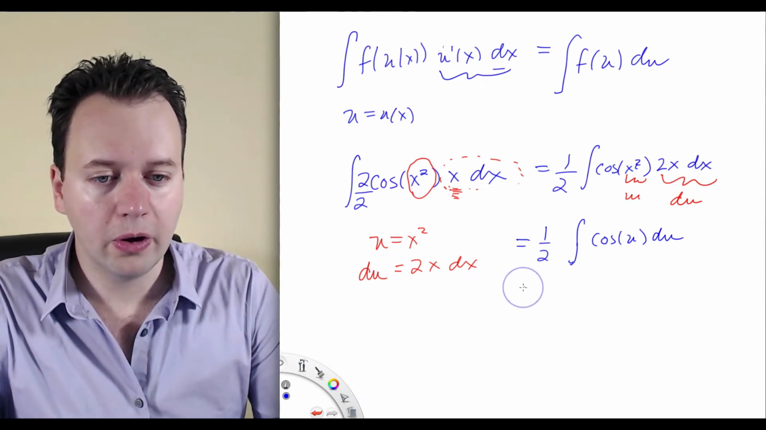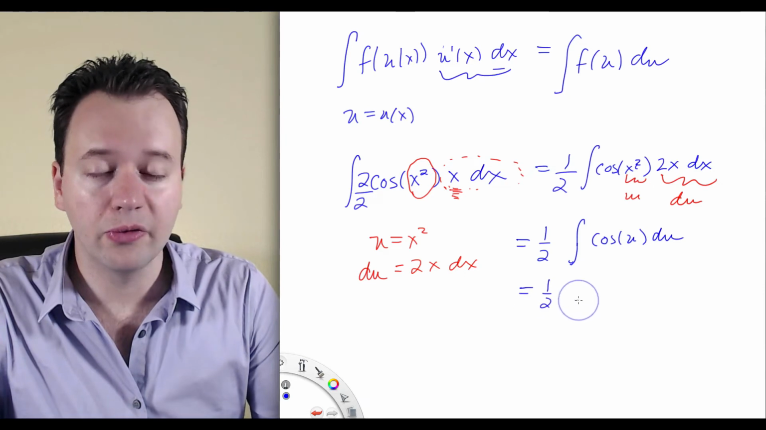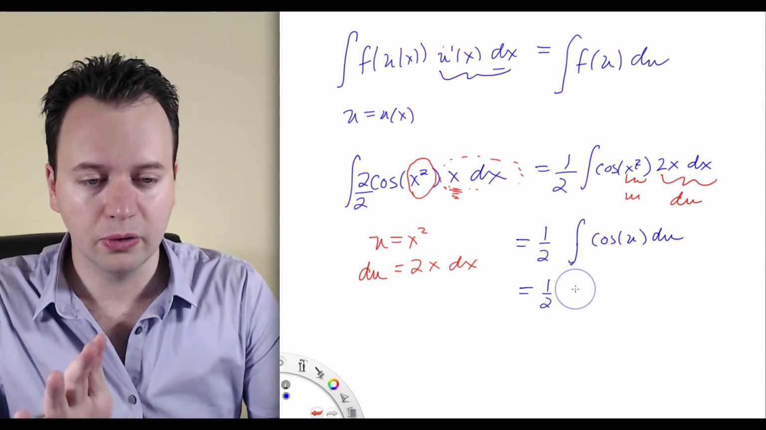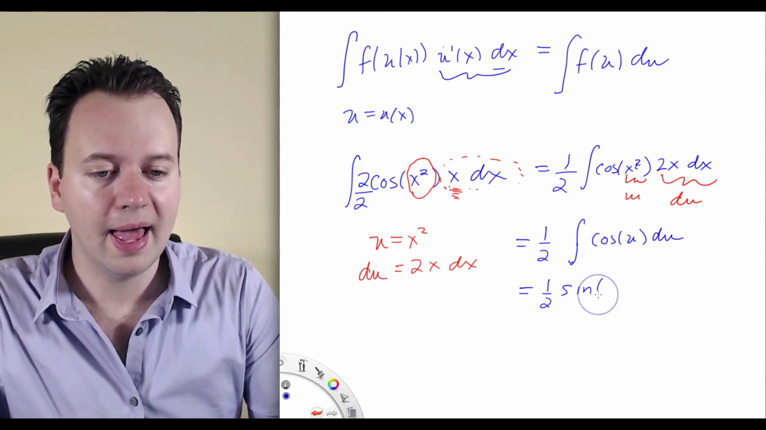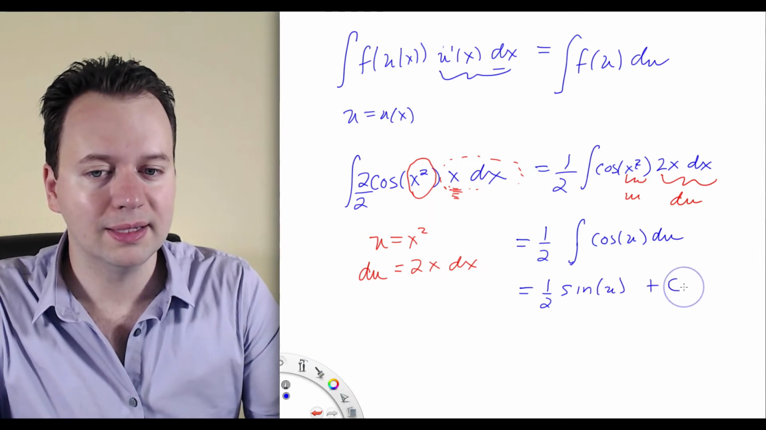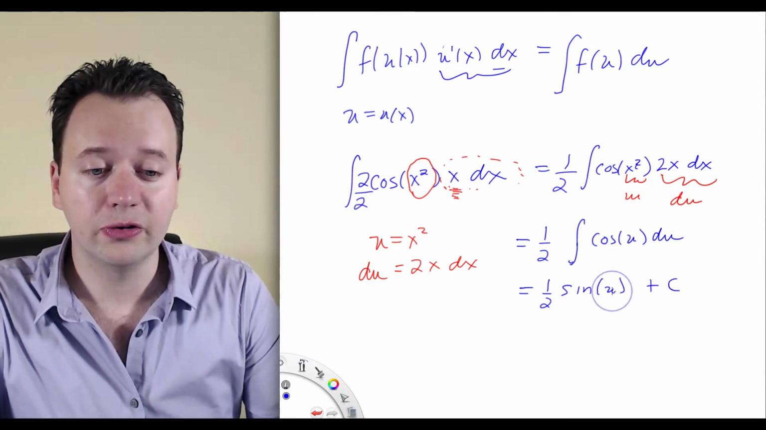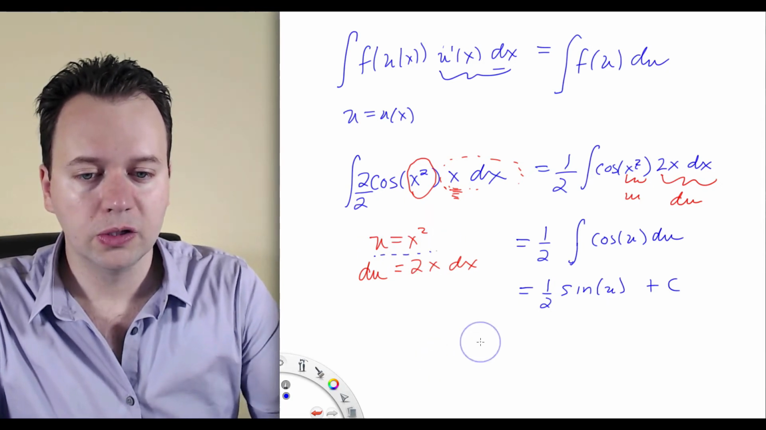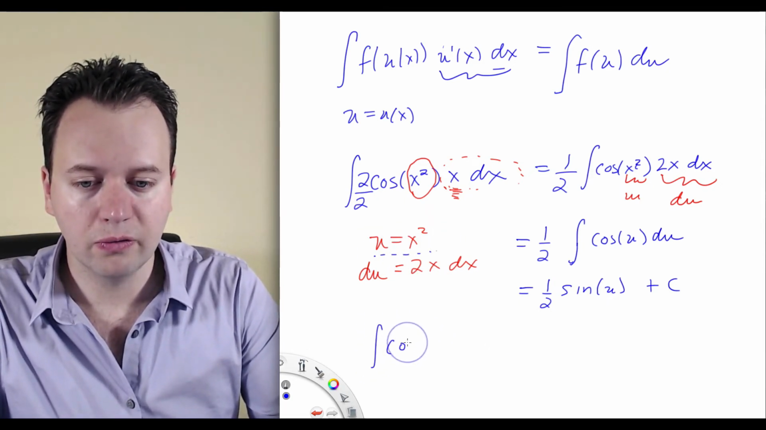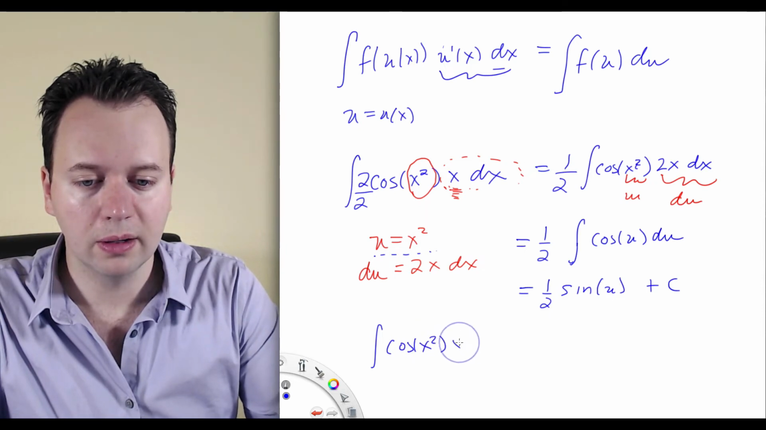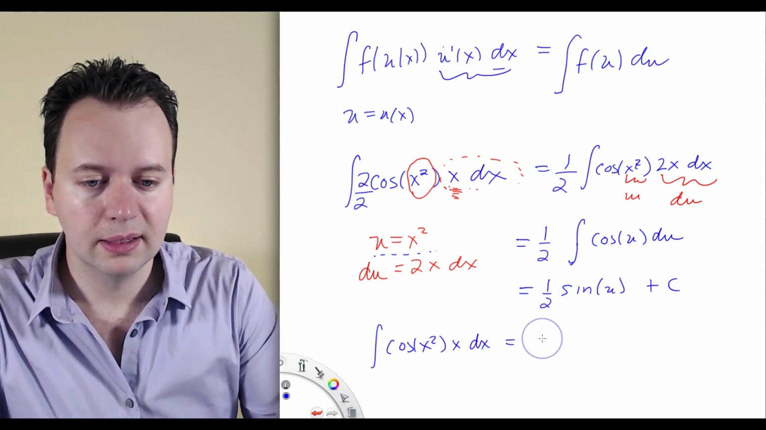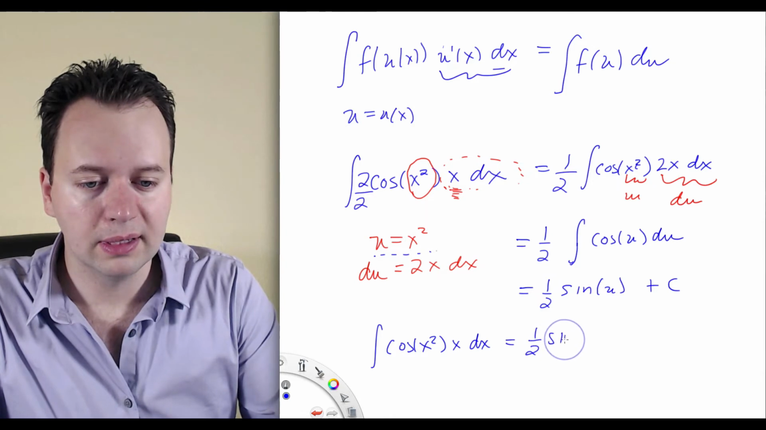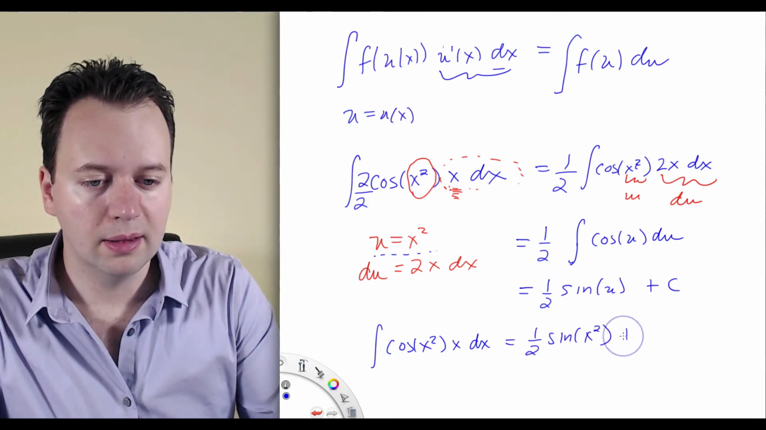Now the integral of cosine is equal to sine. So remember the derivative of sine is cosine, so the integral of cosine is sine. So this becomes 1/2 sine of u plus c. And then the final step is we substitute back in u for u of x. So u is equal to x squared. So what we get in the end is that the integral of cosine of x squared, x dx, is equal to 1/2 sine of x squared, and then plus c.